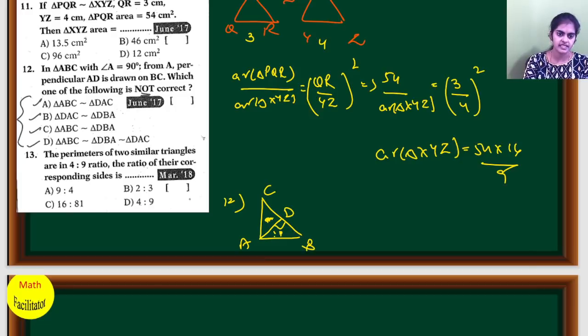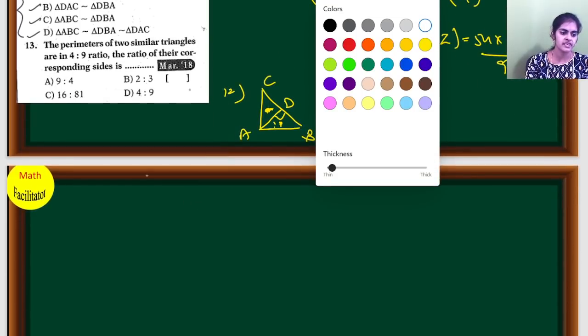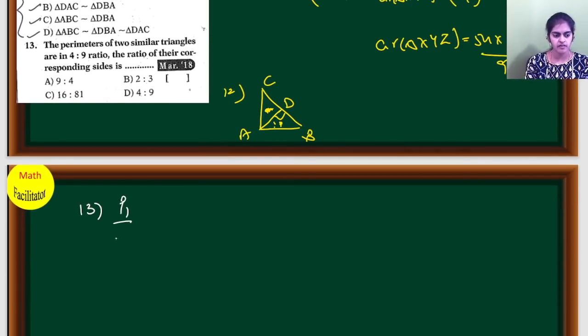Now question number 13. Perimeters are given to you. Just remember, ratio of perimeters P1 by P2 will be equal to the ratio of the sides. So two similar triangles, perimeters are in the ratio 4 is to 9. So sides also will be in the ratio 4 is to 9. So option D is correct.